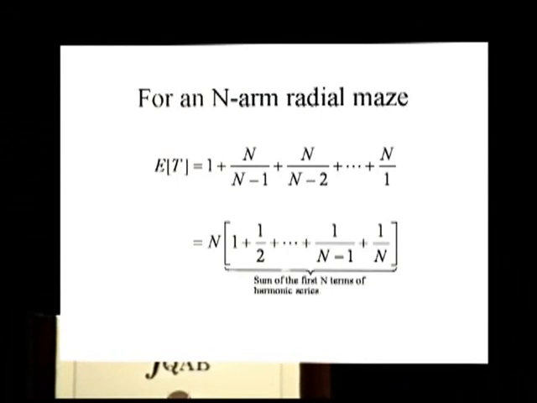And you factor out n, and you get this nice result. It's the number of arms in the maze times the sum of these famous numbers: 1 over 1 plus 1 over 2 plus 1 over 3. These are called harmonic numbers.